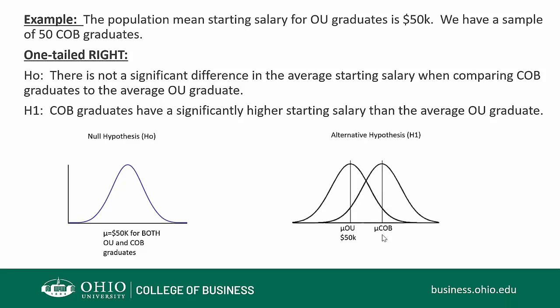Here's a visual depiction of the hypothesis. You can see that the mean for COB graduates is greater than the mean for OU graduates. They belong to different distributions, and the distribution for COB graduates, which is our group of interest, is to the right of the OU distribution.